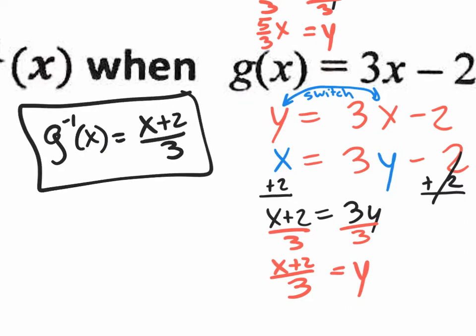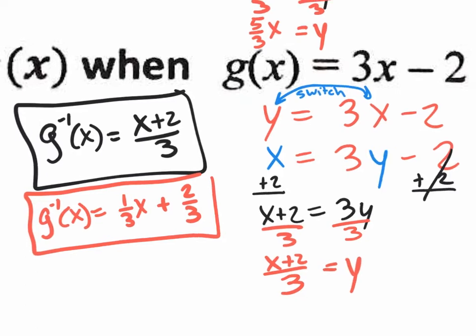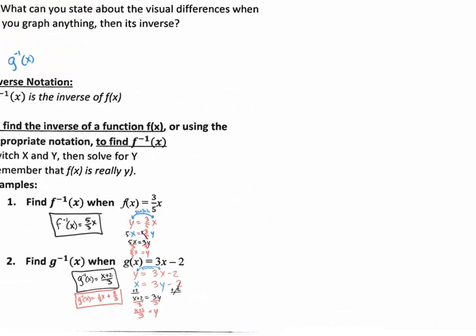Now, if you're taking a midterm or a final and it's multiple choice and you don't see that exact answer, they might have taken the denominator 3 and split it to each of the terms, to the x and to the 2. So another perfectly acceptable answer would be the inverse of g of x equals 1/3 x plus 2/3. They might split that denominator to each of the terms. Any questions? Yay? Nay? Okay. So let's move on to the next and final portion of today's lesson.